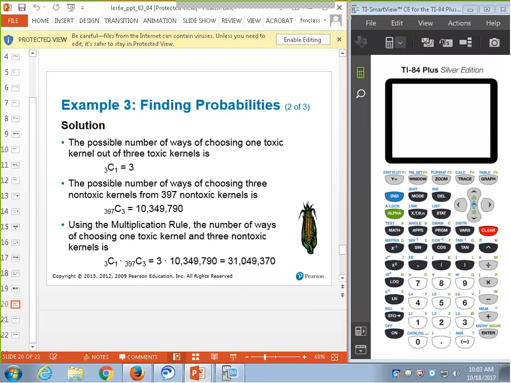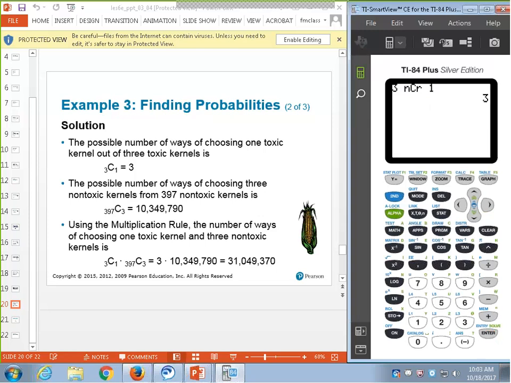Oh yeah, okay, so there it is. So 3C1 for the toxin, 397C3 for the non-toxic. And then you multiply them together, and then you divide by 400C4, right? So 3C1, you do 3 math probability combination 3, 1. 3C1 is 3, right? 3 ways to get 1 kernel from the total 3.